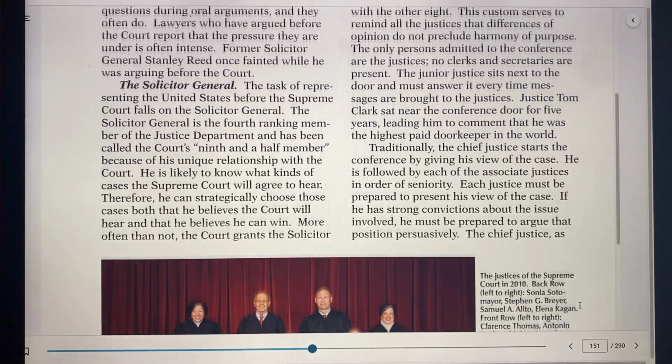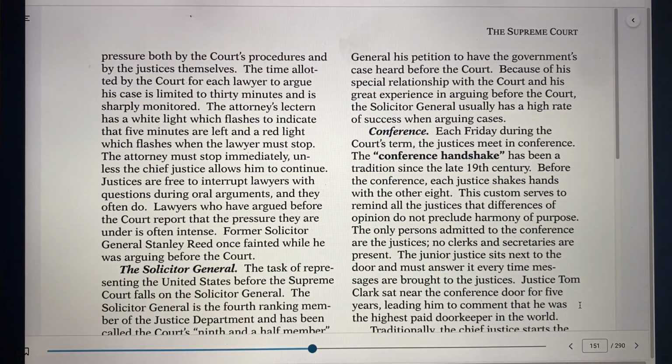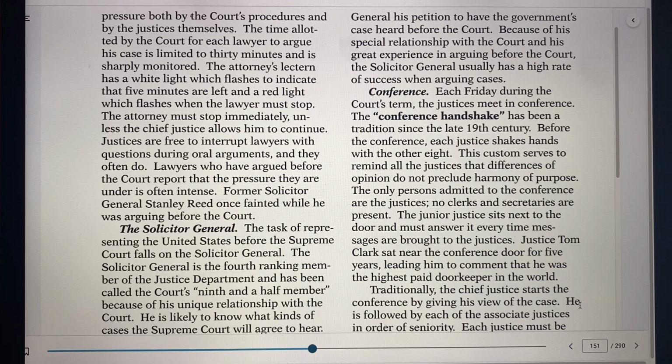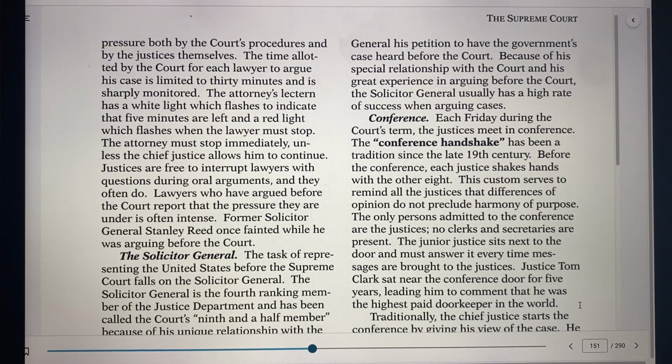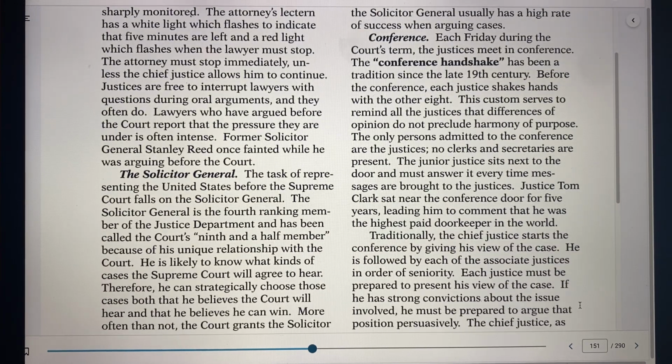More often than not, the court grants the Solicitor General his petition to have the government's case heard before the court. Because of this special relationship with the court and his great experience in arguing before the court, the Solicitor General usually has a high rate of success when arguing cases. So, just know that the Solicitor General is important because they have the task that tells who is going to be heard and what cases will possibly be won by the court.